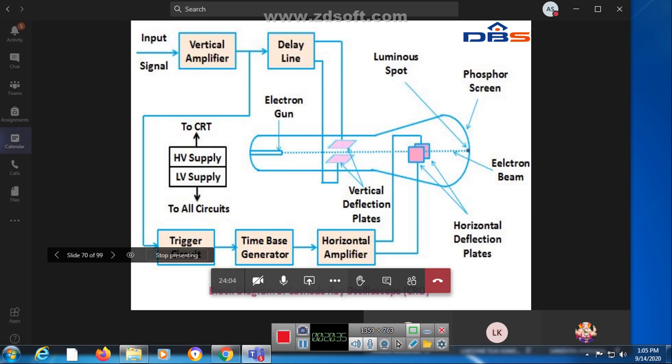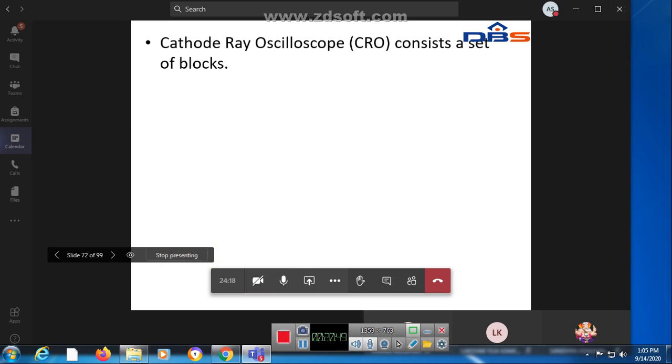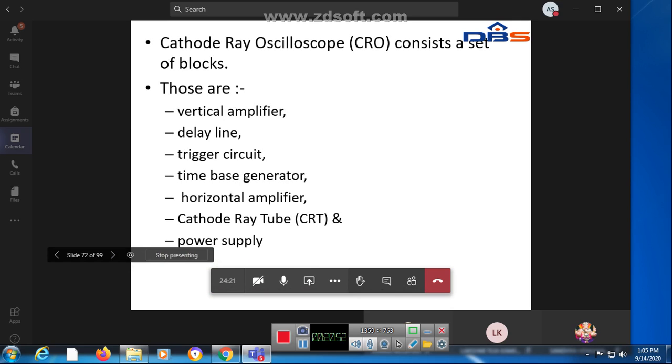Through this you connect a delay line, vertical amplifier, horizontal amplifier, time base generator, and trigger circuit. We are seeing this in the diagram. The cathode ray oscilloscope consists of blocks: vertical amplifier, delay line, trigger circuit, time base generator, horizontal amplifier, cathode ray tube and power supply. The cathode ray tube, CRT, is the heart of the CRO.